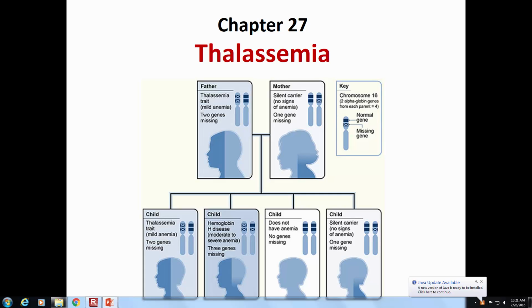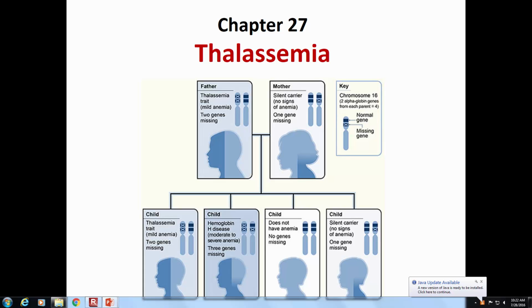Point mutation. Most of the thalassemia mutations are going to be deletion mutations. Let's say that this one is deleted. How would I be able to depict that using these symbols? It's very simple.